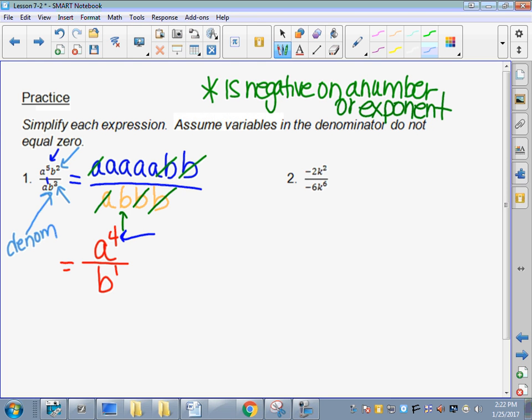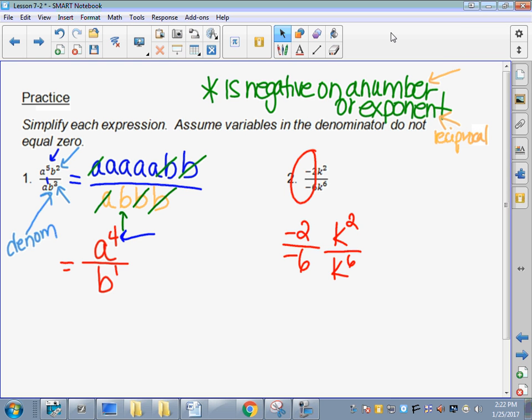If it is on a number, there is no reciprocal needed. When it's on an exponent, that's when we're going to do the reciprocal. So ask yourself where that is. So I'm going to break this up into 2 pieces. I'm going to break that up into a negative 2 over negative 6, and k to the 2nd over k to the 6th. I'm going to take that fraction right off the front because we simplify that like a fraction. If you just had a negative 2 over negative 6 and I said simplify that fraction, what would you tell me it was?